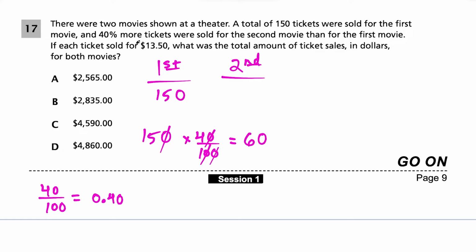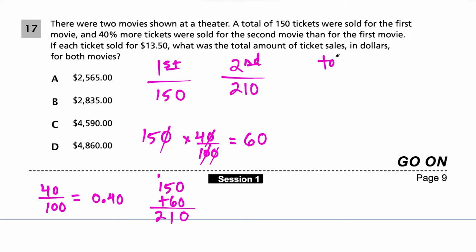But be careful here. They told us that 40% more tickets were sold. So that means that they sold an additional 60 tickets from the 150. So if I do 150 plus 60, that's going to give us 210 after I do all the addition here. Okay, so the second movie, there were 210 tickets sold.